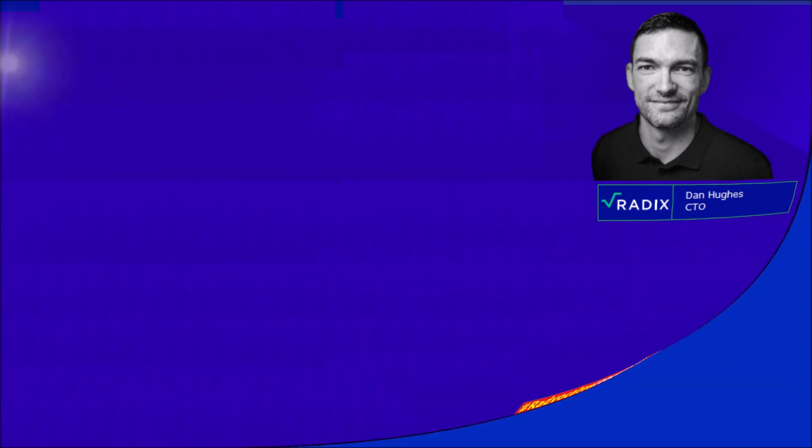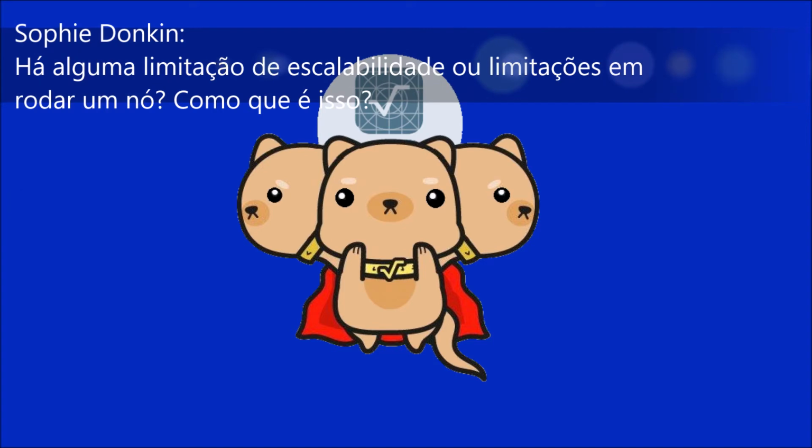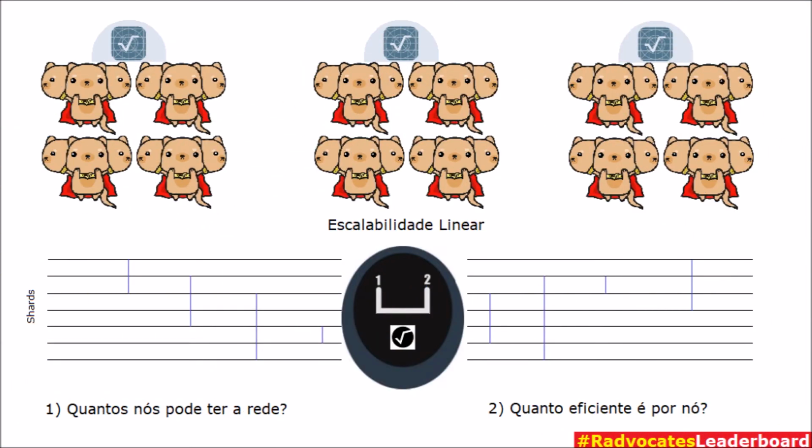Are there any scalability limitations? Are there limitations around running a node? How does that come into play? I wouldn't say there were any limitations around scalability. It's designed to be linearly scalable.